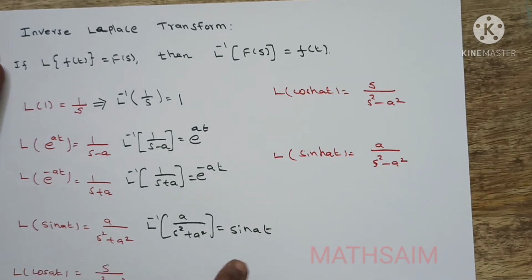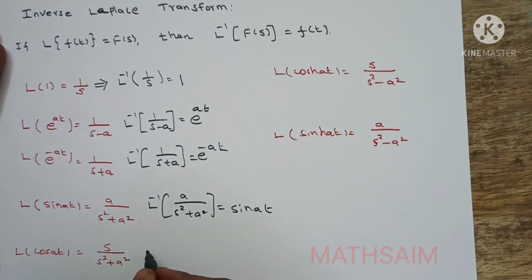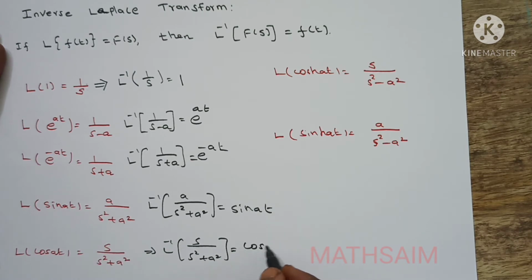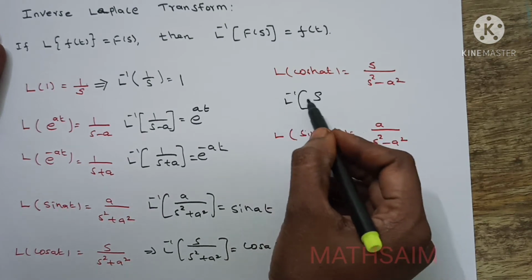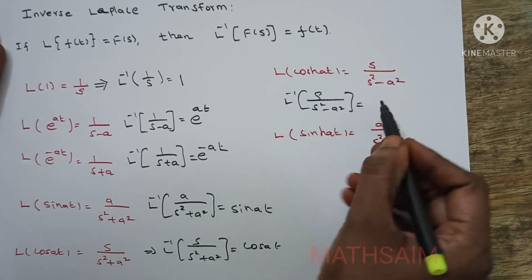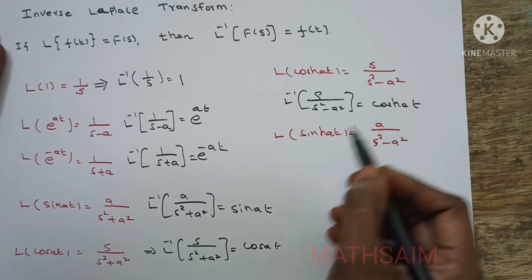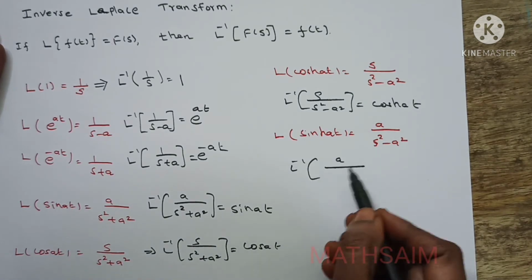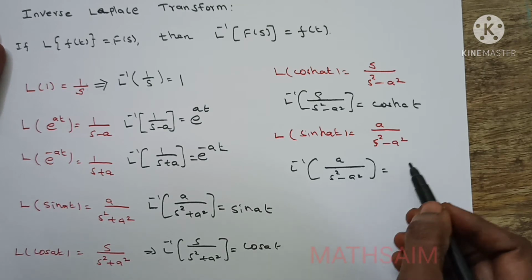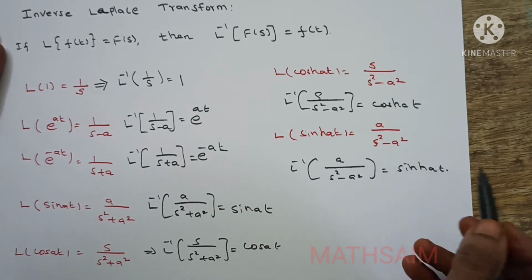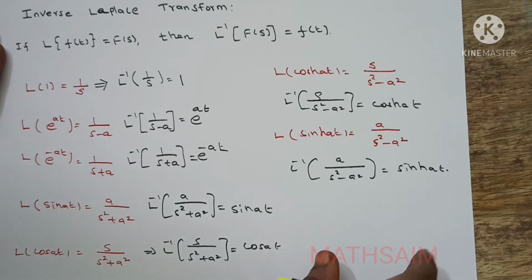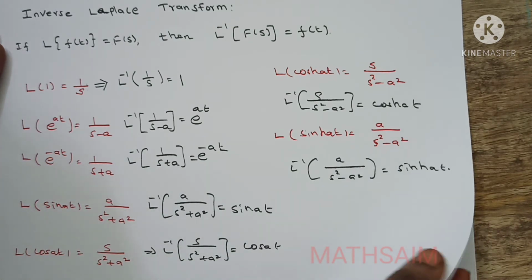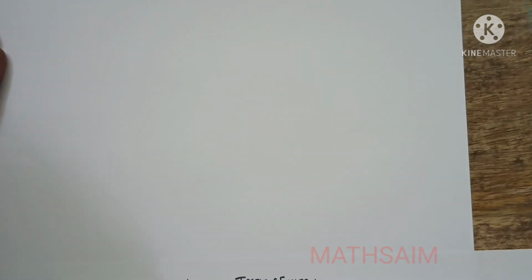Then L inverse of s by s square plus a square is equal to cos at. And then the same way L inverse of s by s square minus a square is equal to cos h at. Then L inverse of a divided by s square minus a square is equal to sin h at. Using this one, let's see some more problems.